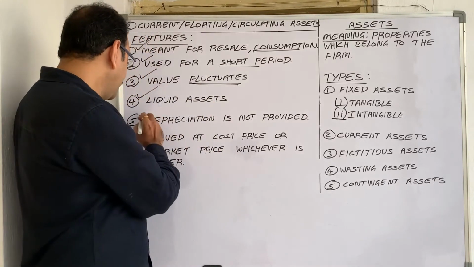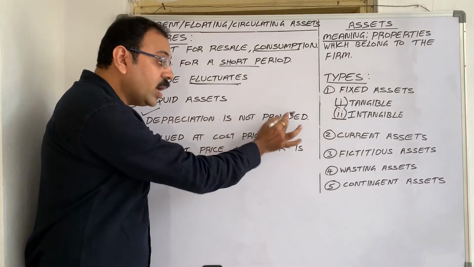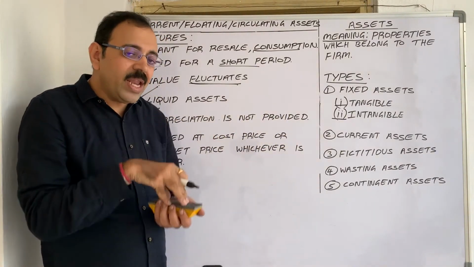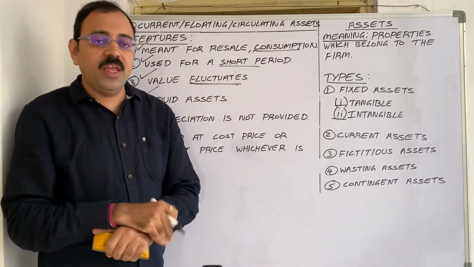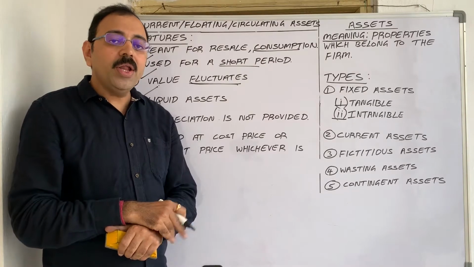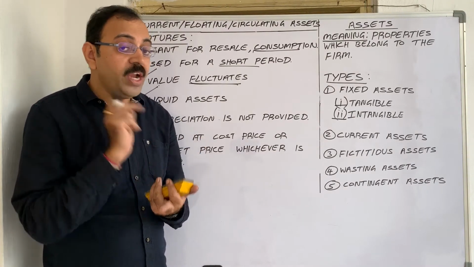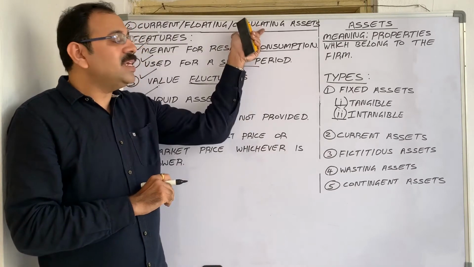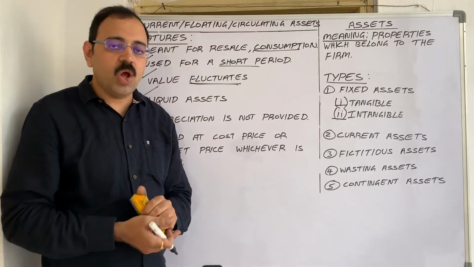Then next, we should not provide any depreciation on current assets. When we provide depreciation, if any asset is used for a long period, then according to the going concern concept and the matching concept, we have to provide depreciation. But current assets are used for a short period, so we should not provide any depreciation on them.